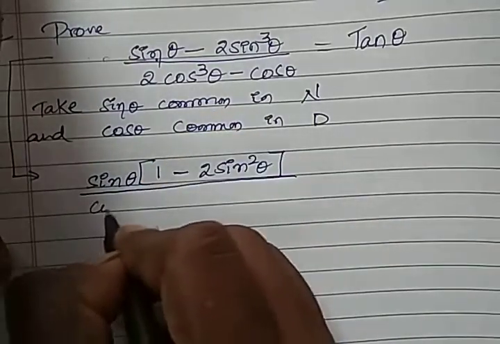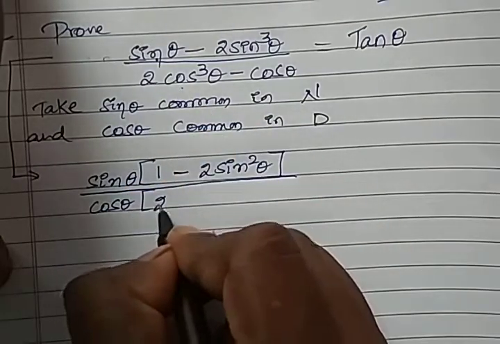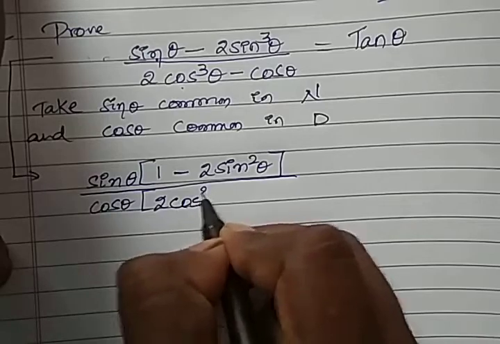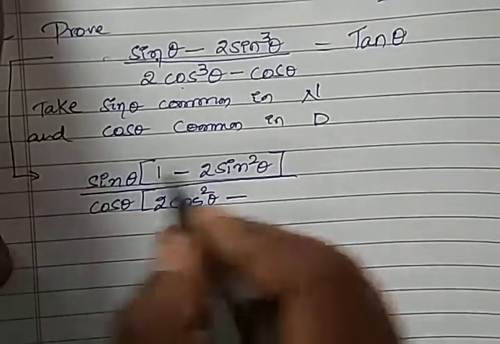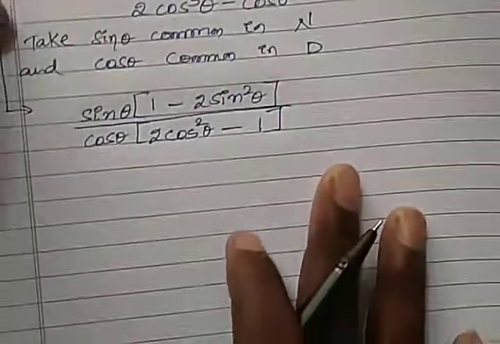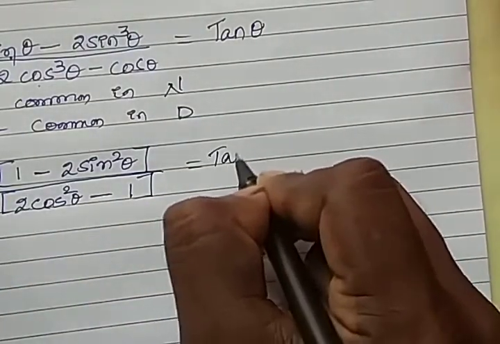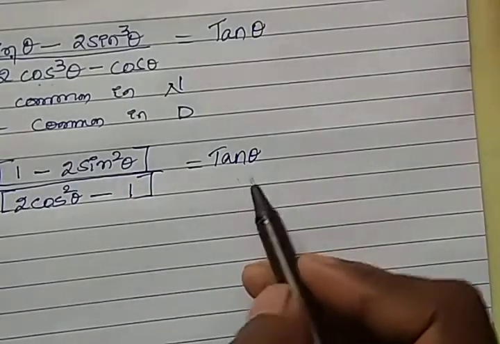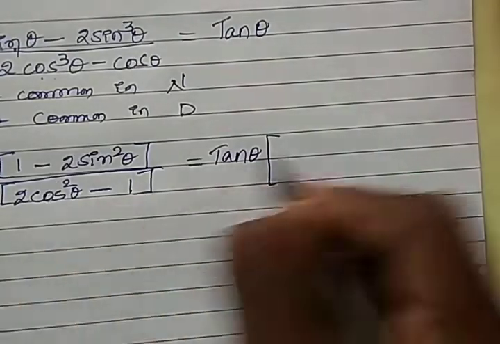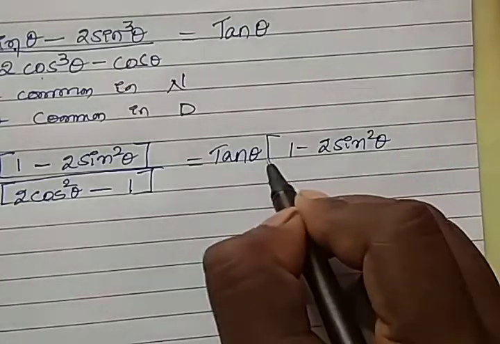From here cos theta is taken common, cos theta bracket. Now here 2 into, just like this 2 sin cube theta, here 2 cos cube theta. So 2 into cos square theta minus, cos theta is fully taken, so 1 is left here, right? Now next step we can see that sin theta by cos theta, you can write as it is directly, or you can write it as tan theta, since sin by cos is tan, into 1 minus 2 sin square theta, leave it as it is.